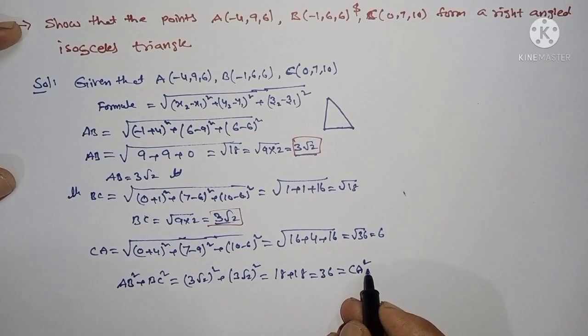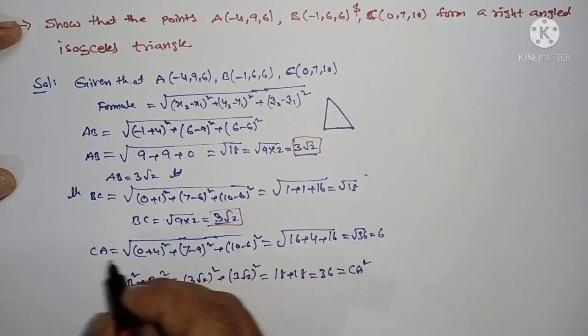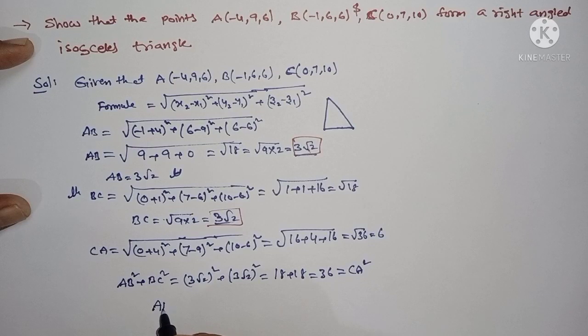Okay, CA square is equal to nothing but, here CA root is 6. Therefore CA square is equal to 36. Therefore AC square. Therefore AB square plus BC square is equal to AC square.